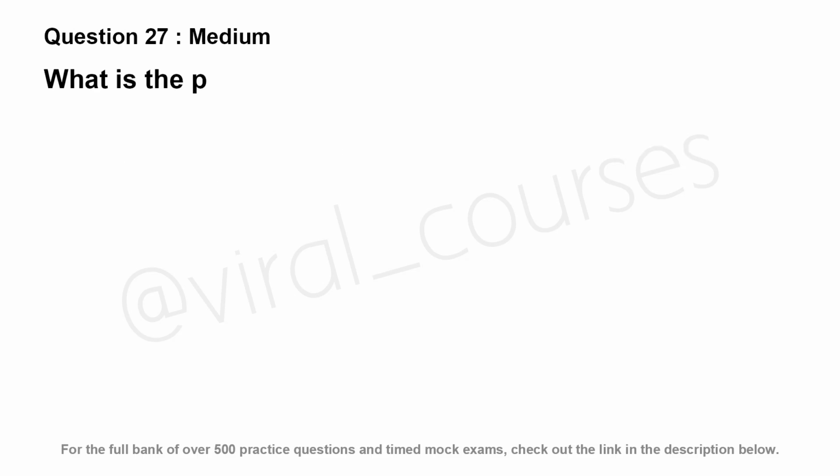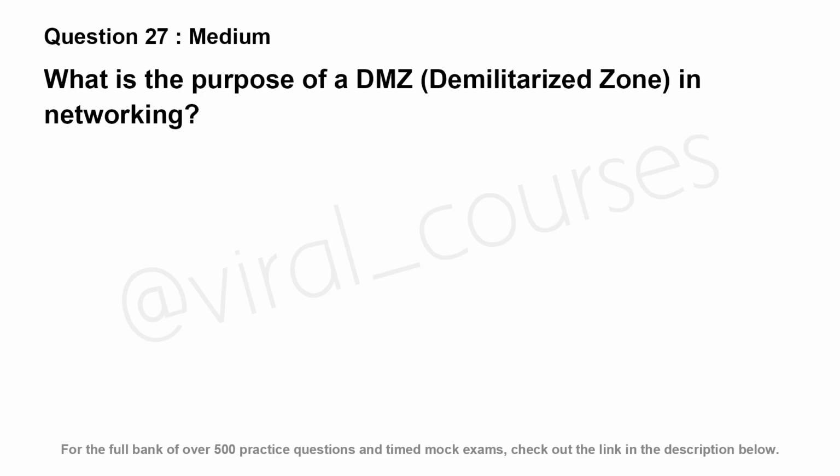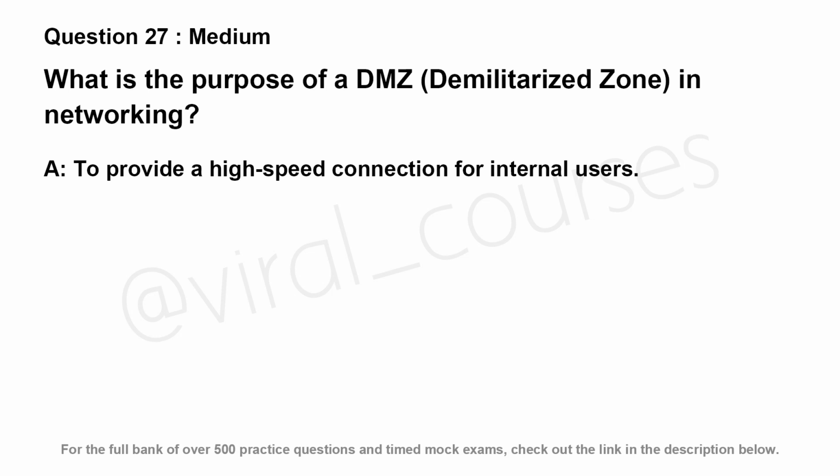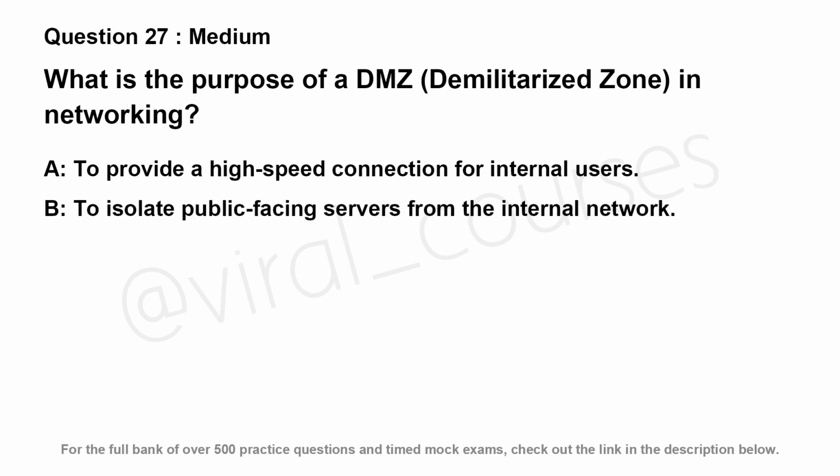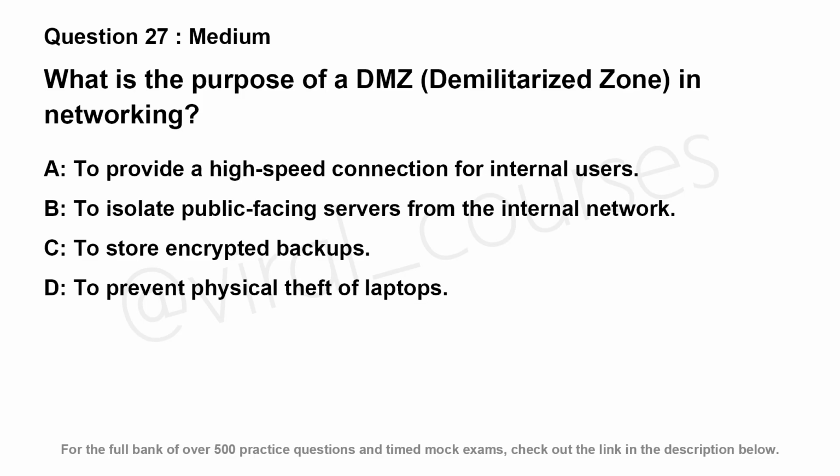What is the purpose of a DMZ, demilitarized zone, in networking? Option A. To provide a high-speed connection for internal users. Option B. To isolate public-facing servers from the internal network. Option C. To store encrypted backups. Option D. To prevent physical theft of laptops.